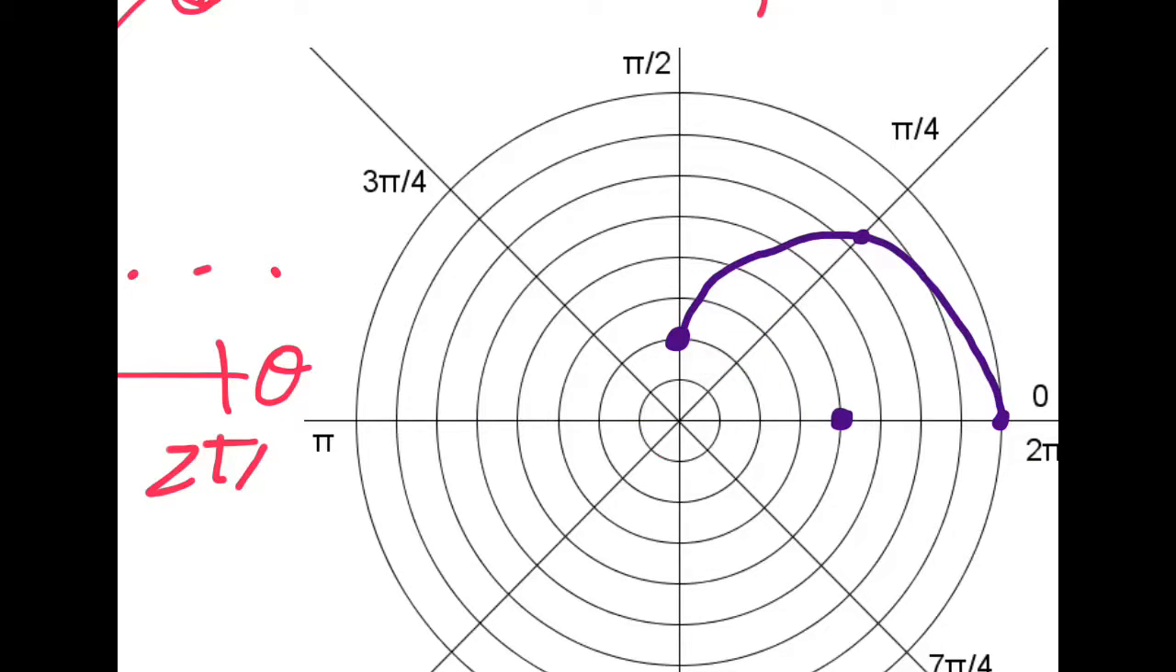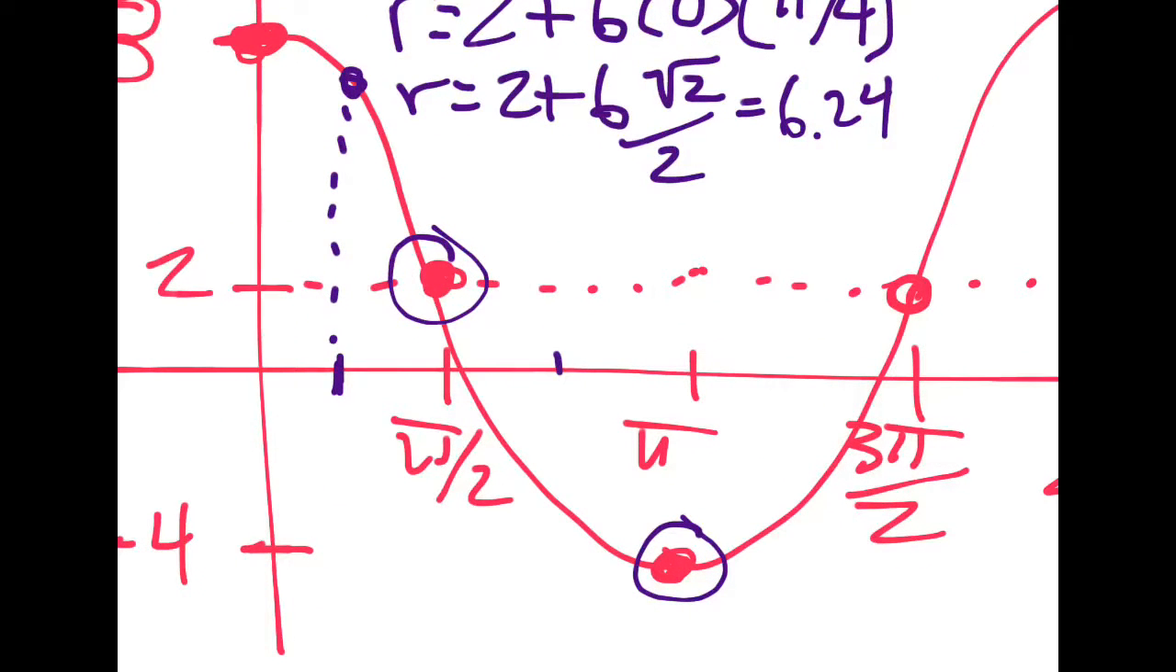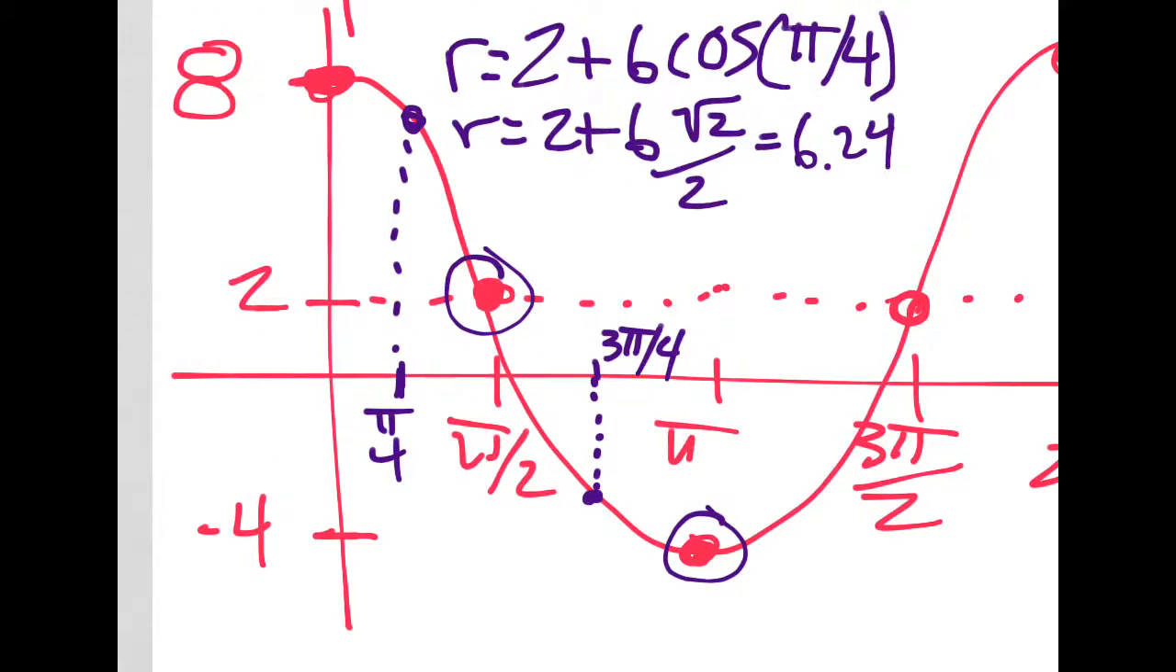So again, let's check a point in the middle. Let's check 3 pi over 4 right there. If that was pi over 4, here is 3 pi over 4. And let's figure out where we are. And actually, we don't really have to use a calculator again at this point, because we know whatever distance this was above the axis of symmetry, we are going that same distance there below the axis of symmetry.